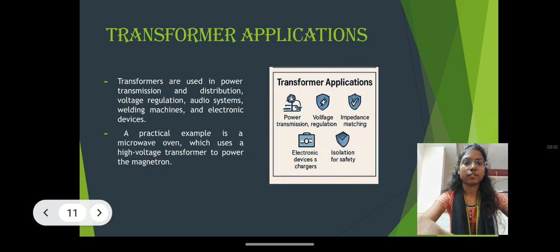Applications of a transformer. Transformers are used in power transmission and distribution, voltage regulation, audio systems, welding machines, and electronic devices, power generation, transmission, and distribution systems. Household appliances like adapter chargers, audio systems and amplifiers, voltage stabilizers and UPS systems, industrial machinery, electric furnaces and welding machines, communication systems, measuring devices like CTs and PTs.